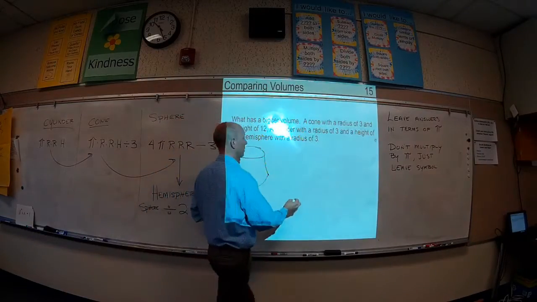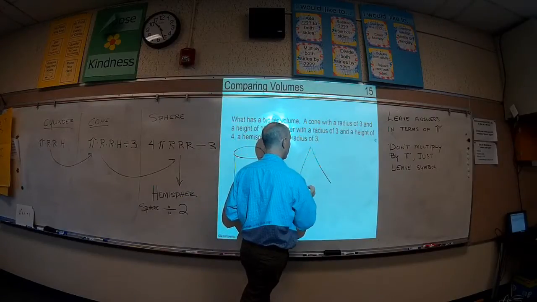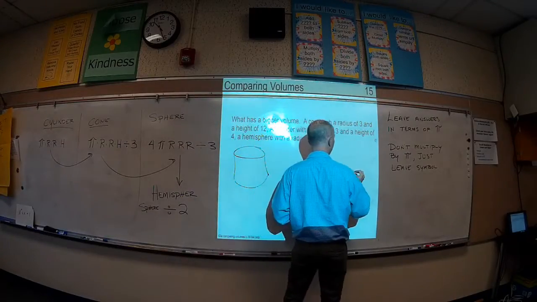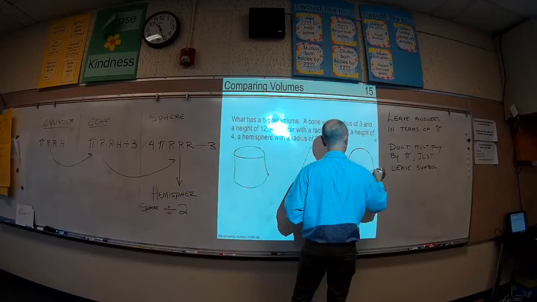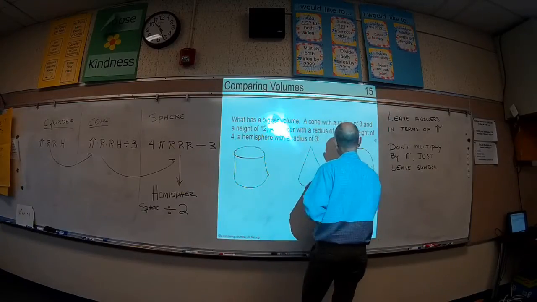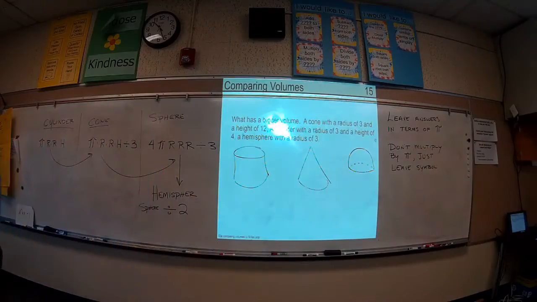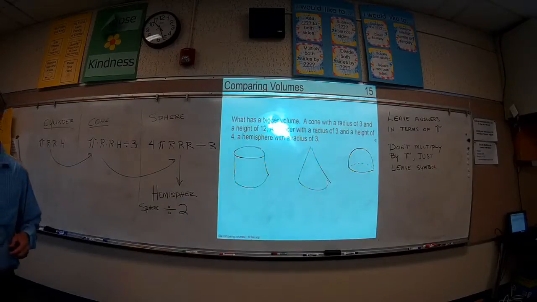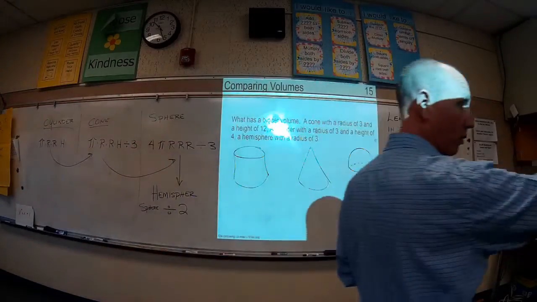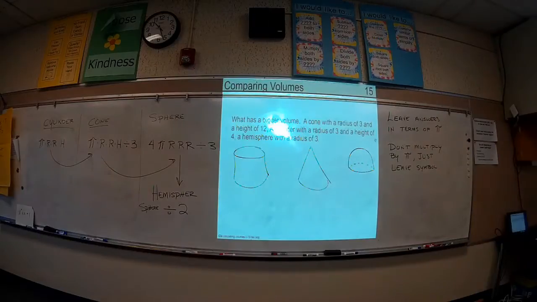A cylinder, a cone, and a hemisphere, correct? Yes. This group over here, you are the cylinders. This group right here, you are the cones. This group and that group, you are the hemispheres.